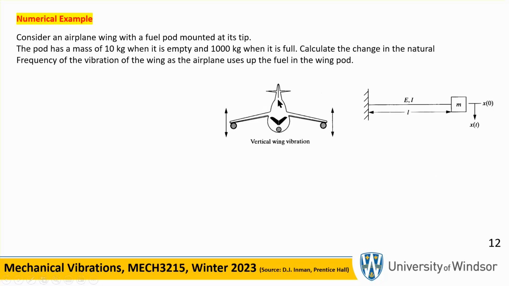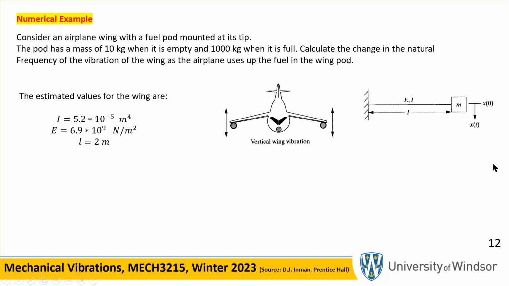Okay, it doesn't matter, you take only one side. So basically you have a cantilever beam which is vibrating up and down, and these two doing the same thing. So we just look at this. And the properties of I of this beam is given to you. Somehow somebody worked out the I about the axis, the proper bending axis. And it says 6.9 10 to the 9, that's the Young's modulus for aluminum. And the length of the beam is 2 meters.